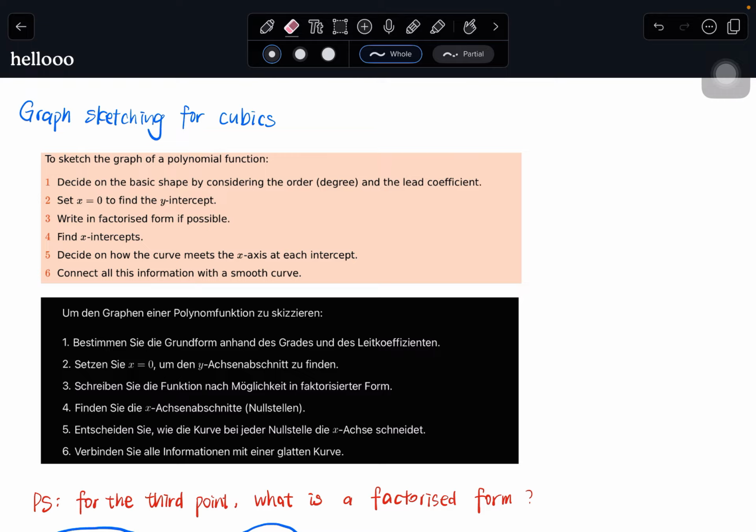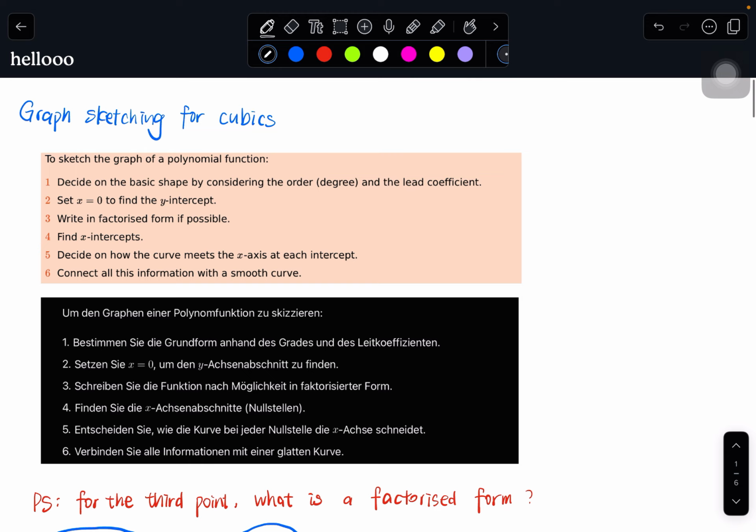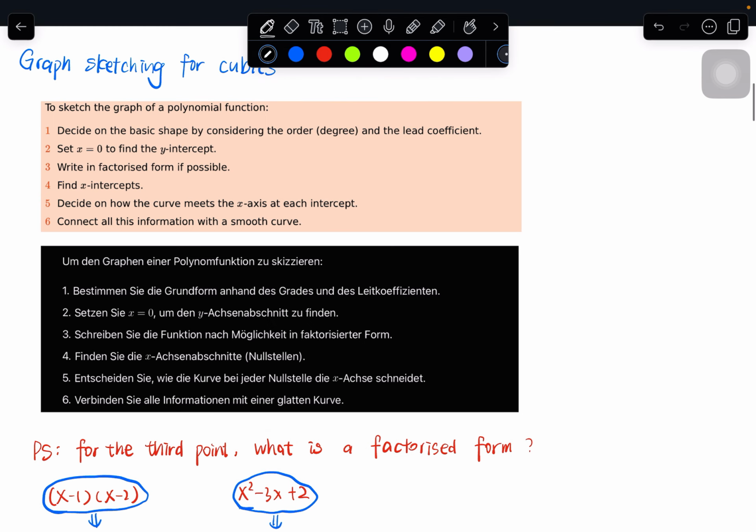So I'm gonna talk about how to sketch the cubic function, and also I can talk about how to sketch the function with higher powers. So there are 6 steps. You can read it, and we will go through these 6 steps in the next few minutes, and I also found the German translation for you. So let's go and see.